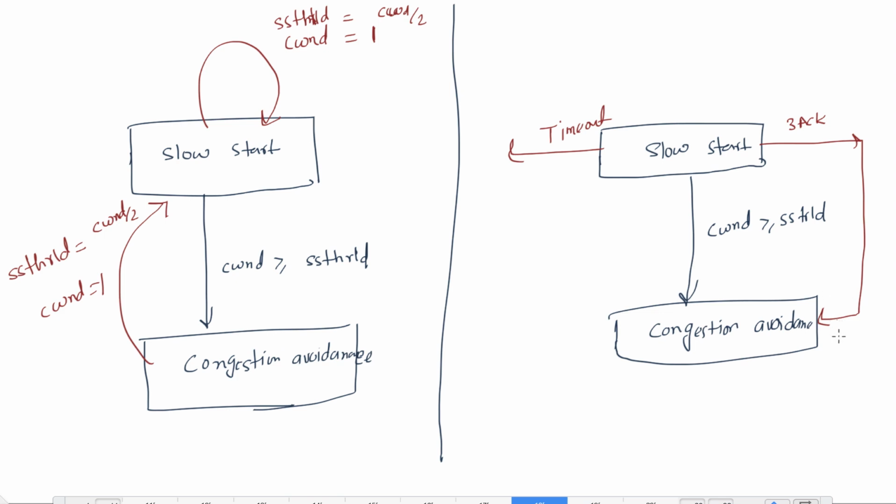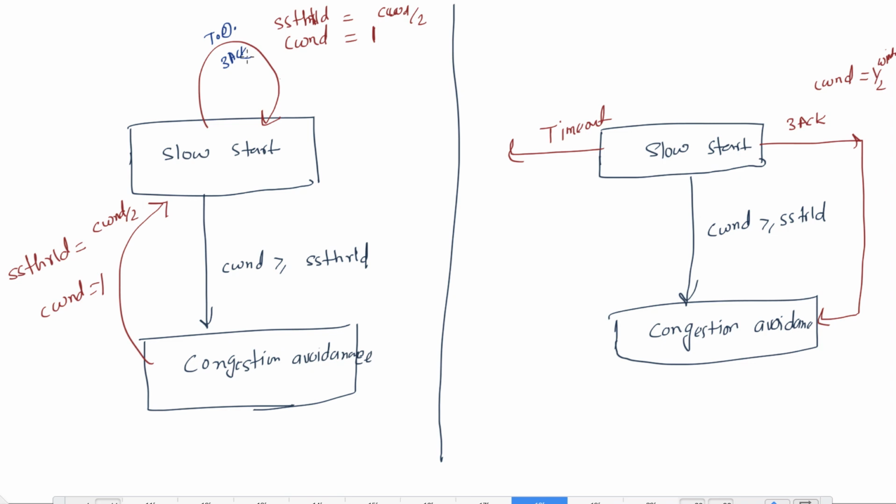Now in this case, the congestion window size, that is CWND, will be set to half of the earlier congestion window size. Let's suppose the earlier congestion window size was 12, then whenever you go to the congestion avoidance phase, it will be set to 6. So it will be half of the earlier window. Earlier I was saying that either there is a timeout or three ACKs.